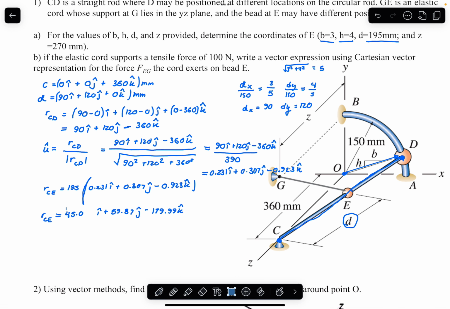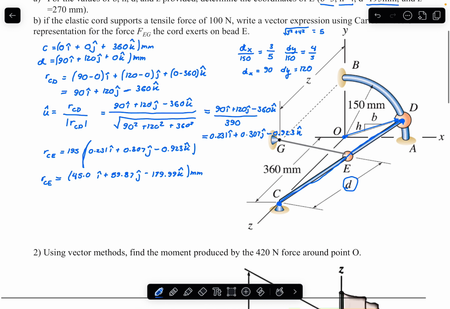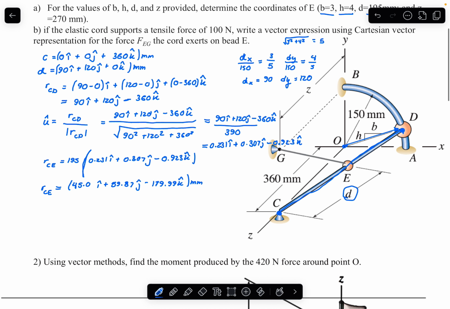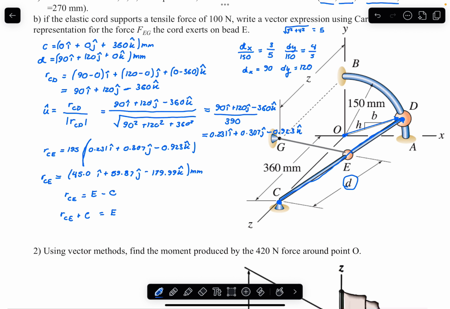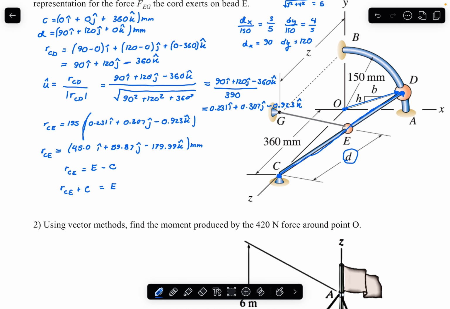Now, make sure you include your units. Now we have RCE. We know that the formula for RCE is equal to RCE head, which is E, minus tail, which is C. So we can do RCE plus C is equal to E. It's very easy because we found C before. We have RCE, and we can just figure out E. So we just do that.